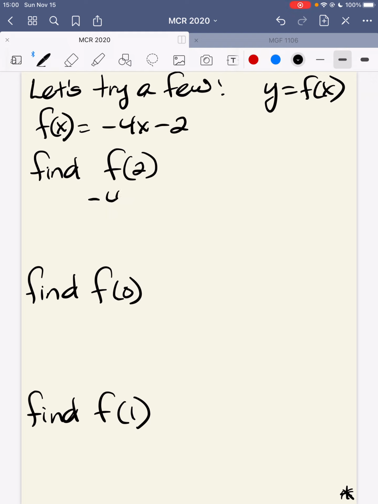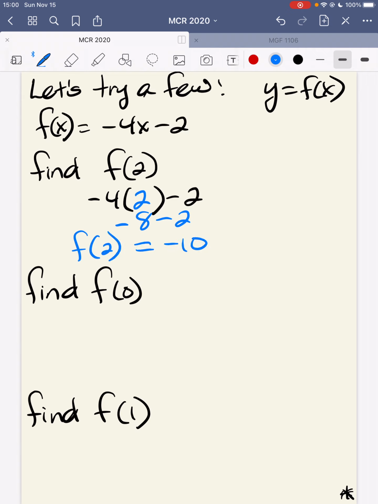So I have negative 4, and there's my x, minus 2, and I'm going to replace my x with 2. So therefore I have negative 8 minus 2. So f of 2 for this equation is equal to negative 10. Okay, let's try f of 0. So doing the same thing, I have negative 4 times 0 minus 2. This is going to become 0, so f of 0 in this case is negative 2.